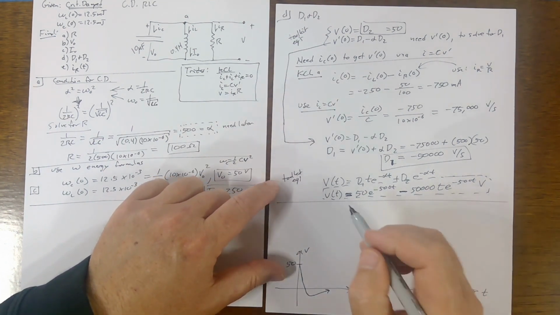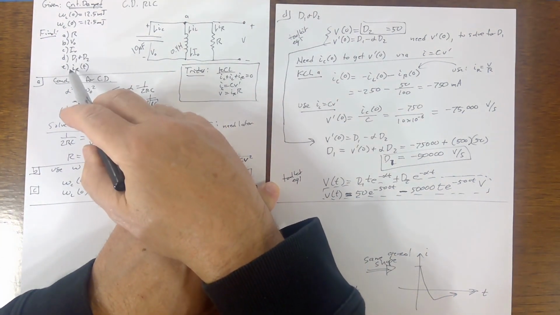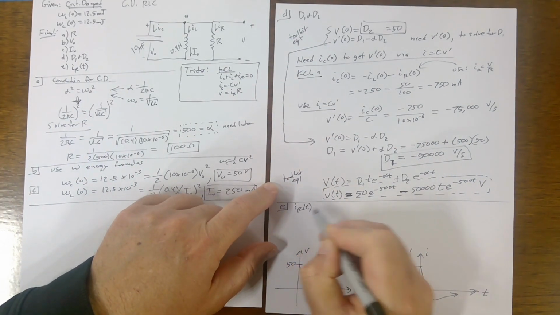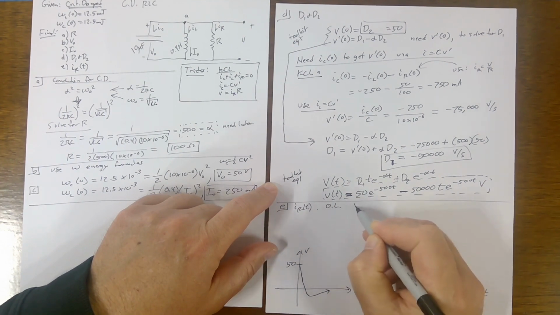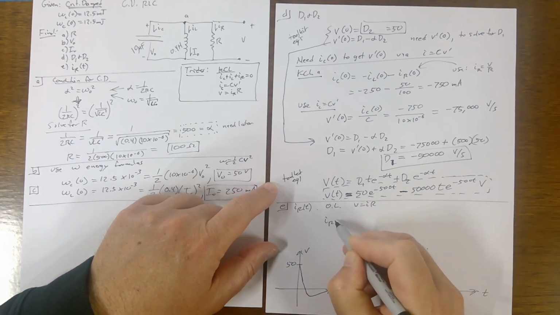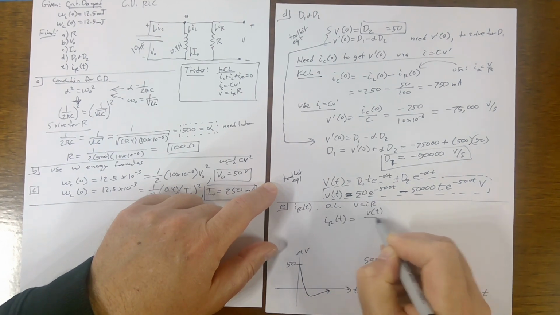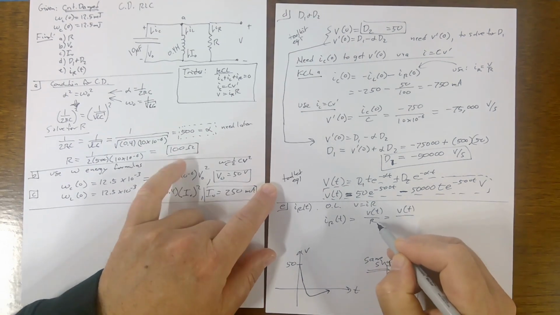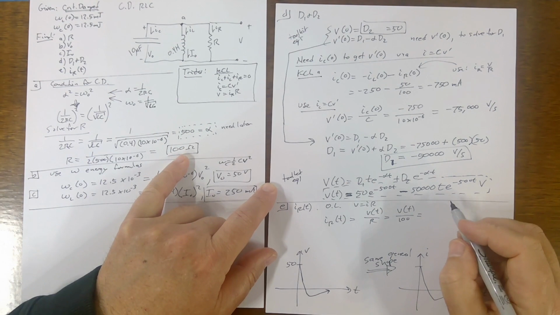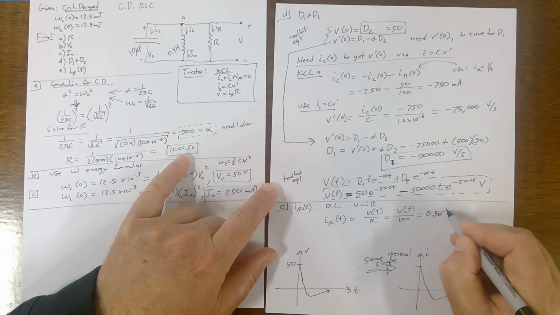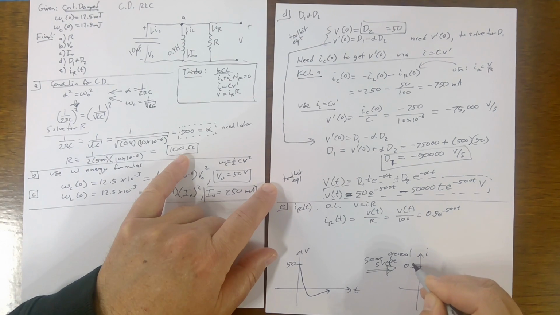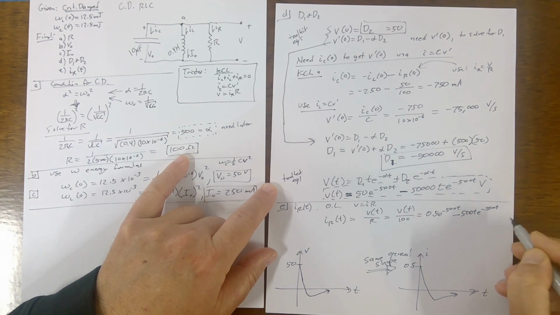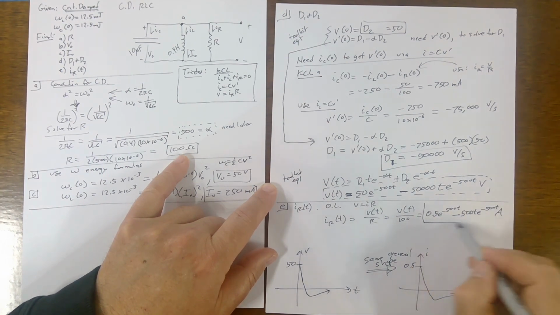In fact, what are they asking for? We haven't even finished this yet. They're asking for I sub r of t. This is part E. What is I sub r of t? Just use Ohm's law, V equals IR. So I sub r of t is going to be V of t over r. Just divide this up here, divide it through by r, which is 100. You're going to get 0.5 e to the minus 500 t amps. That's our answer.